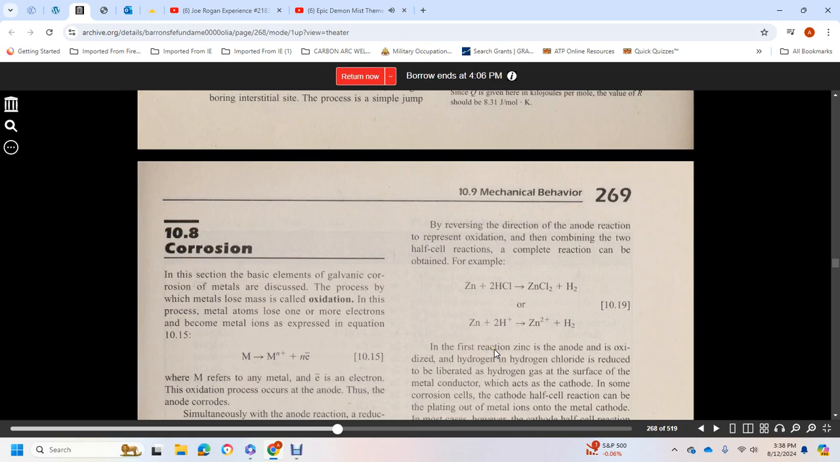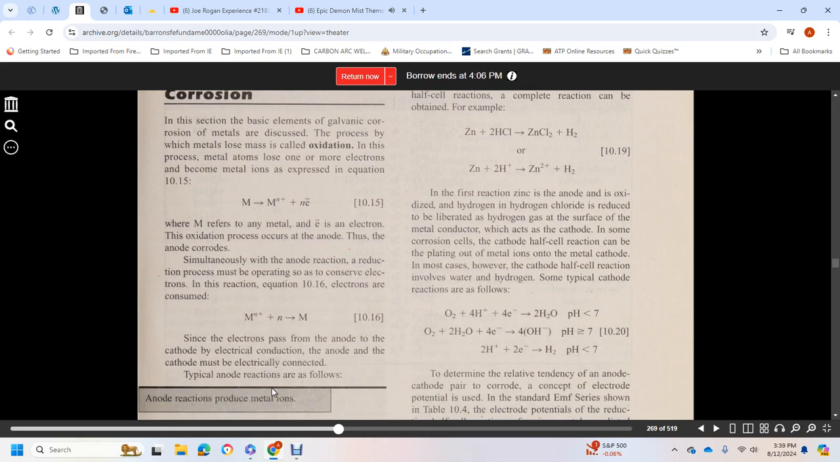Alright, 10.8, corrosion. In this section, the basic elements of galvanic corrosion of metals are discussed. The process by which a metal loses mass is called oxidation. In this process, the metal atoms lose one or more electrons, becoming metal ions, as expressed in the equation M results in M to the n plus, plus n e minus, where M refers to any metal and n e is the number of electrons. The oxidation process occurs at the anode. Simultaneously, a reduction process must be operating to conserve the electrons in the reaction. In figure 10.16, electrons are consumed.